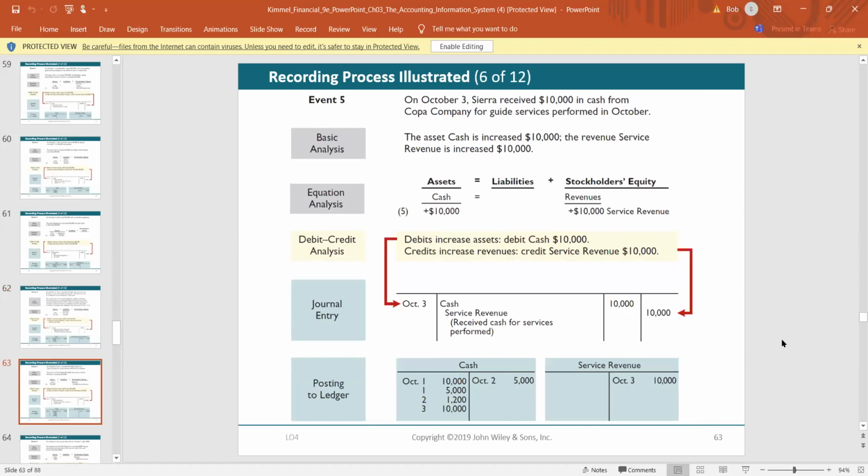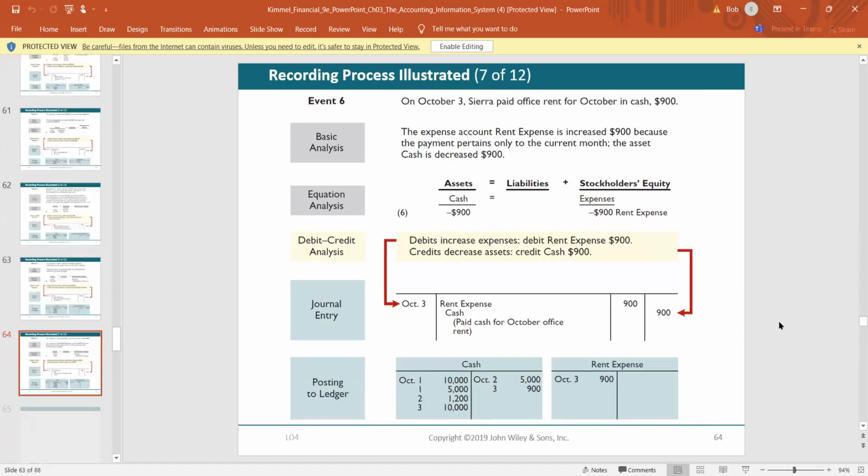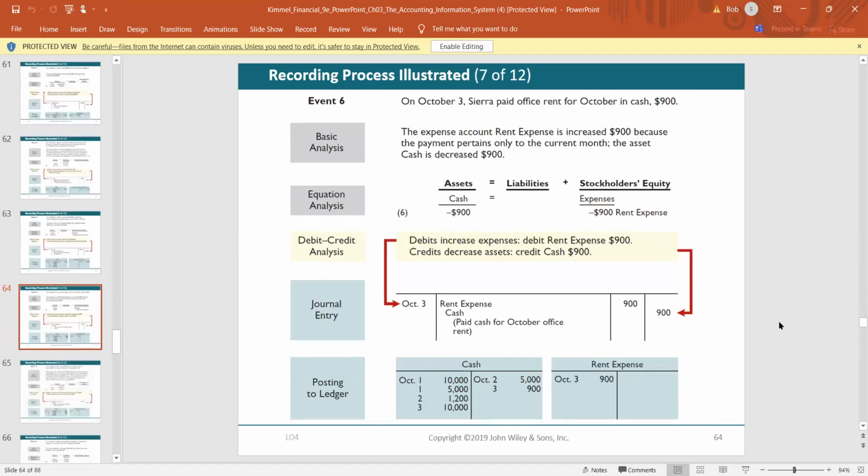Here we go. Now we got some legitimate income. We managed a tour for some people. We debit cash and we credit revenue. And notice that the cash numbers are getting bigger and bigger. Paid office rent, we paid it in cash. Debit rent expense for 900, credit cash, right?